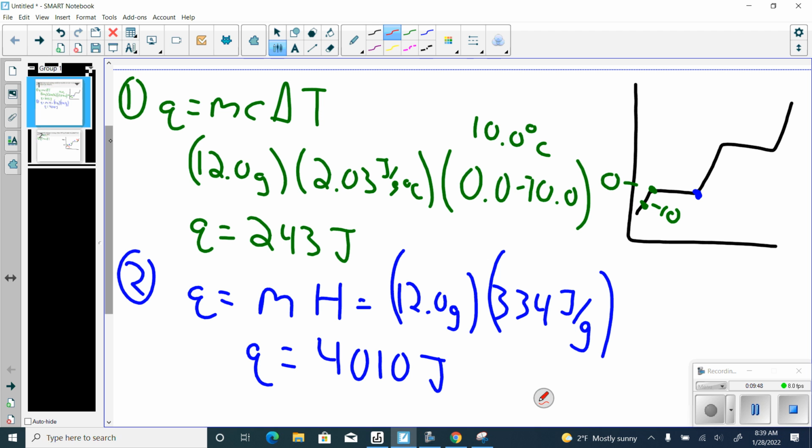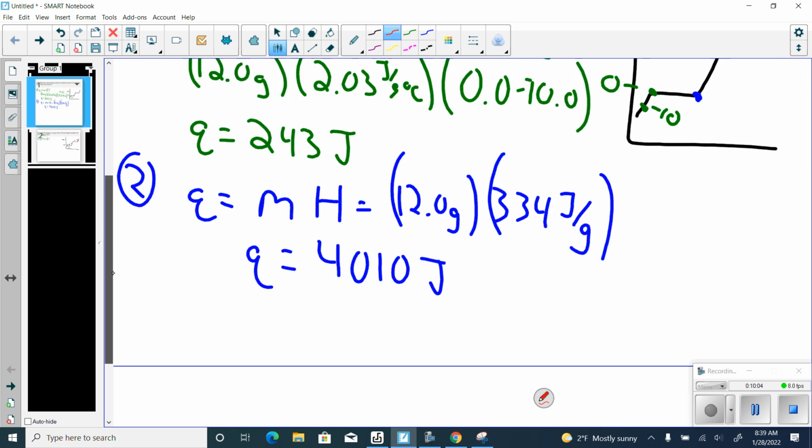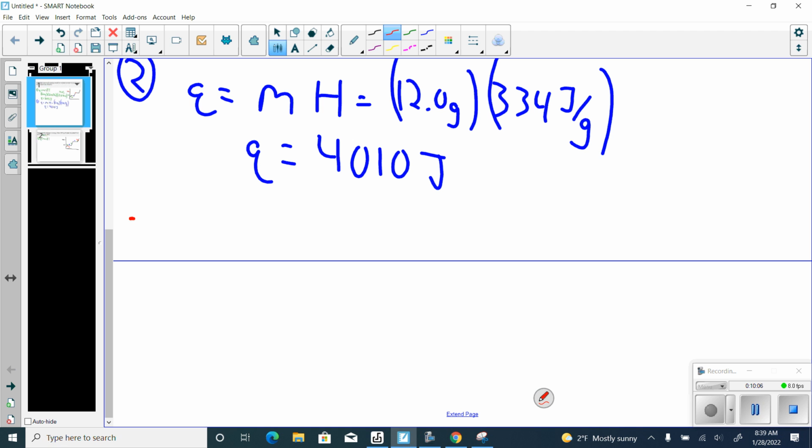Step 1, take my ice at negative 10, bring it up to 0. Step 2, take my ice at 0, make it liquid water at 0. Step 3, I'm going to heat up my water now. And that goes up to 100 degrees Celsius, the boiling point of water. And hopefully you're starting to see why we gave you a whole bunch of space to do this problem.